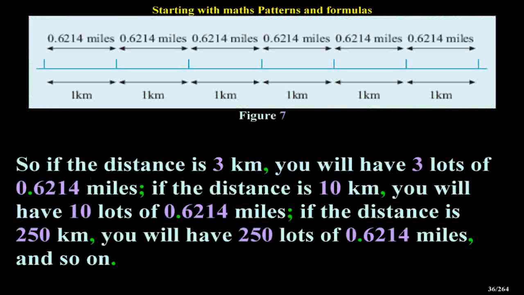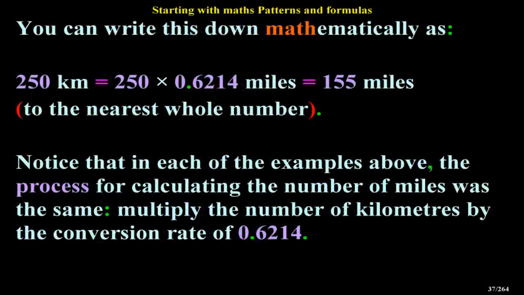Figure 7. So if the distance is 3 kilometers, you will have 3 lots of 0.6214 miles. If the distance is 10 kilometers, you will have 10 lots of 0.6214 miles. If the distance is 250 kilometers, you will have 250 lots of 0.6214 miles, and so on. You can write this down mathematically as 250 kilometers = 250 × 0.6214 miles = 155 miles to the nearest whole number. Notice that in each of the examples above, the process for calculating the number of miles was the same.